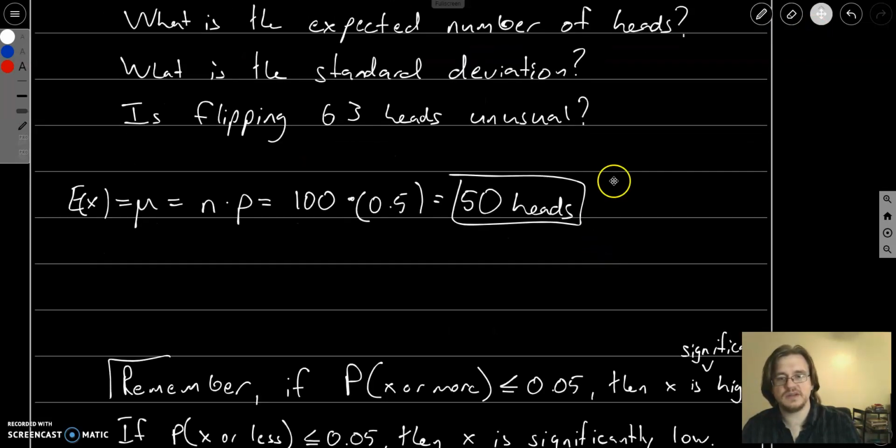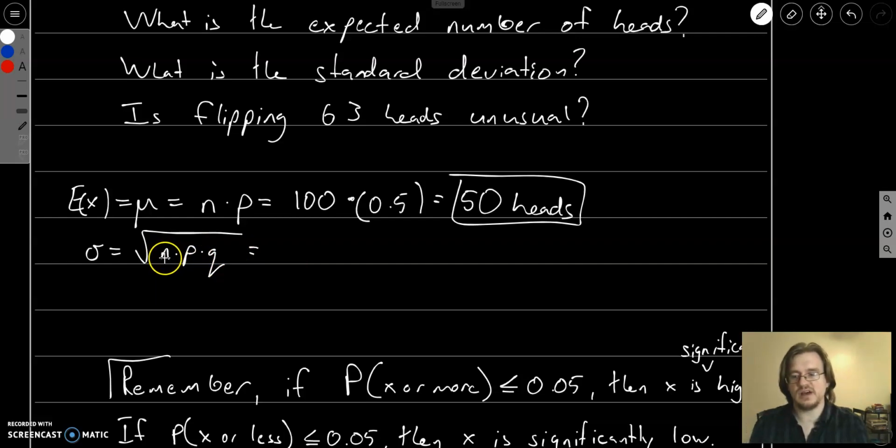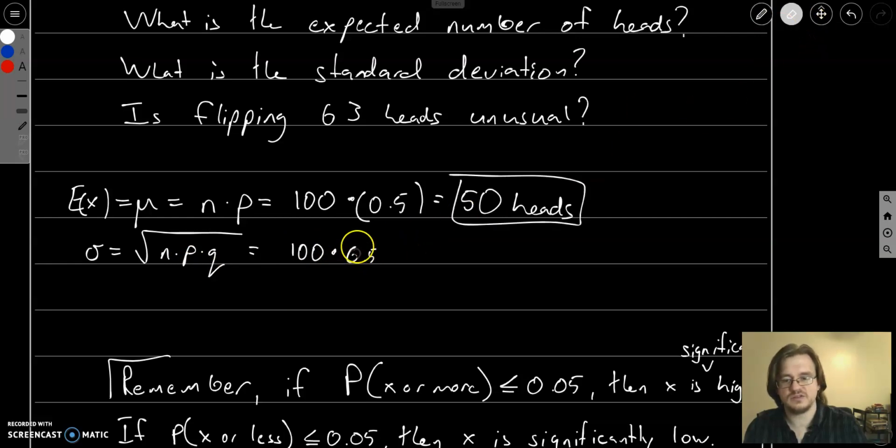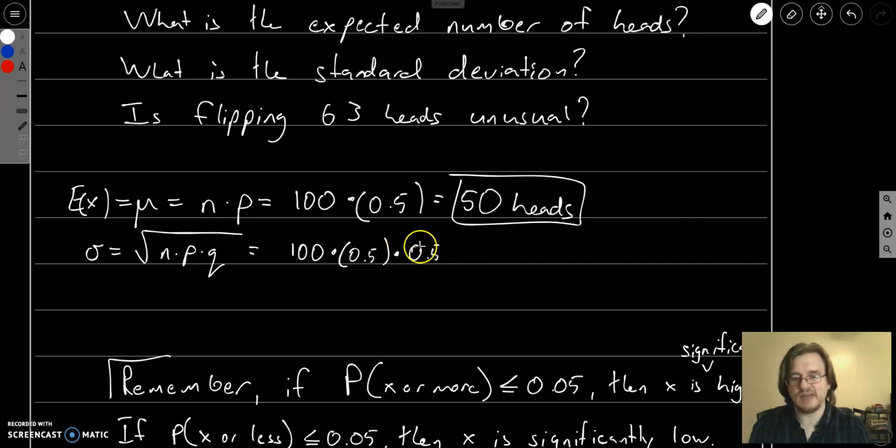The standard deviation sigma is going to be the square root of n times p times q. So n is the number of trials we're doing. So again, we're flipping a coin 100 times. P is the probability of success, meaning the probability of flipping a heads. Should be 0.5. Q is the probability of failure. Flipping a coin, the failure would be getting tails, and getting a tails would also happen with probability 0.5.